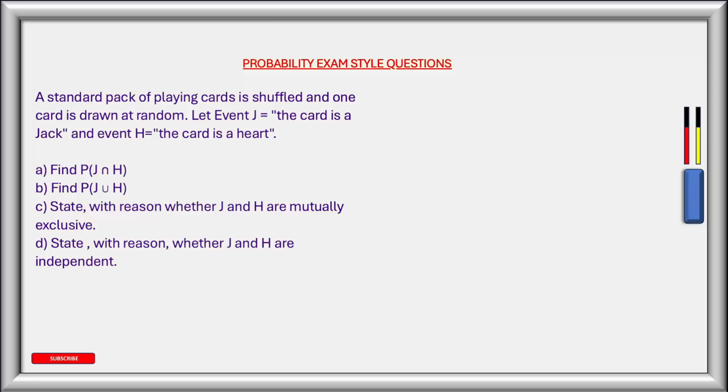In the first of these, we're told that a standard pack of playing cards is shuffled and one card is drawn at random. Event J equals the card is a jack, and event H equals the card is a heart. Part A asks us to find the probability of the intersection between J and H. Part B asks us to find the probability of the union between J and H. Part C asks us to state with reason whether J and H are mutually exclusive. And finally, Part D asks us to state with reason whether J and H are independent. If you'd like to play along, pause the video now.